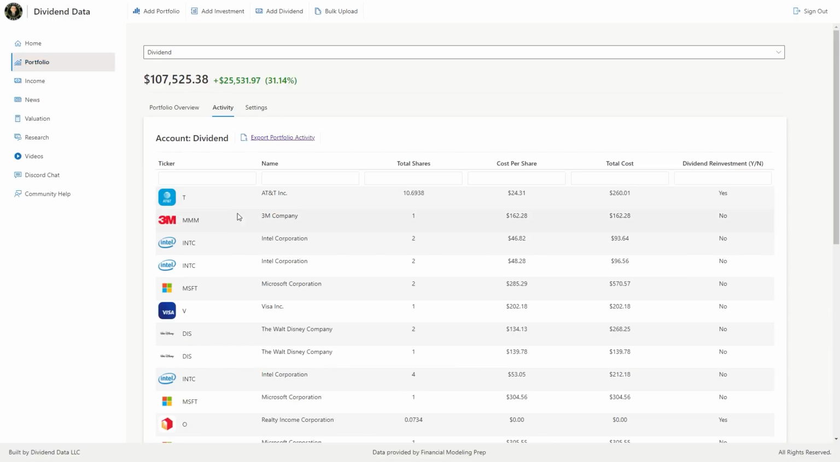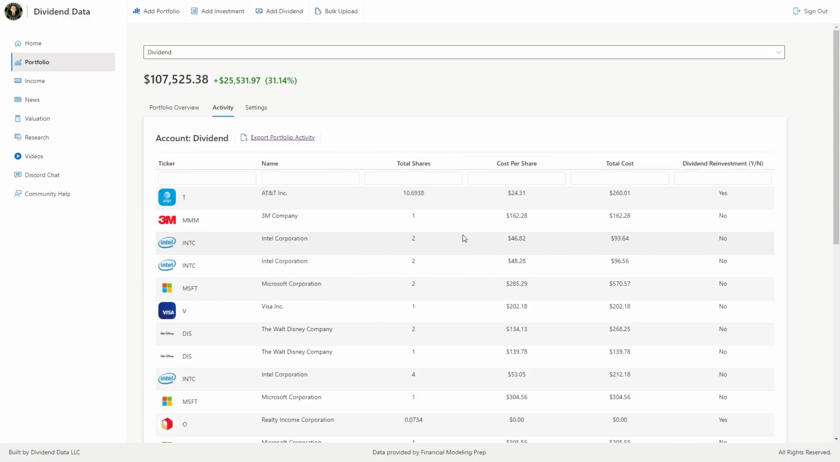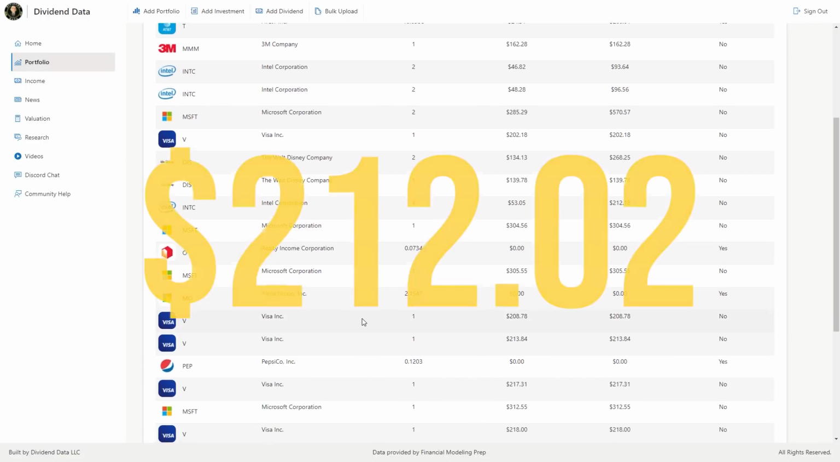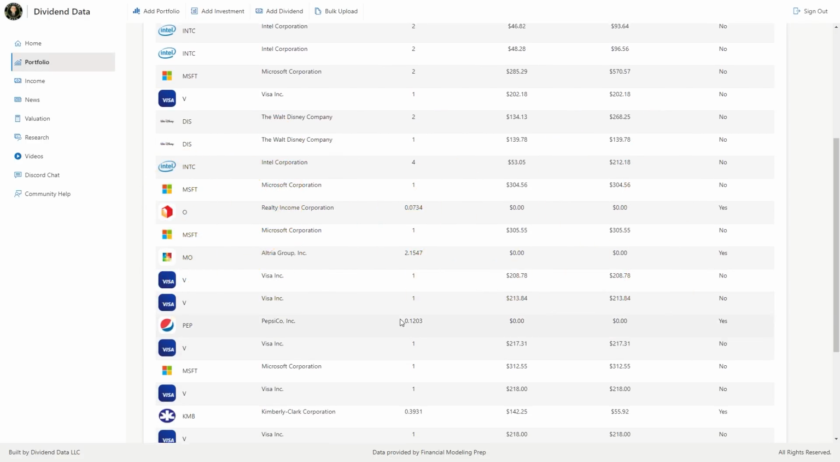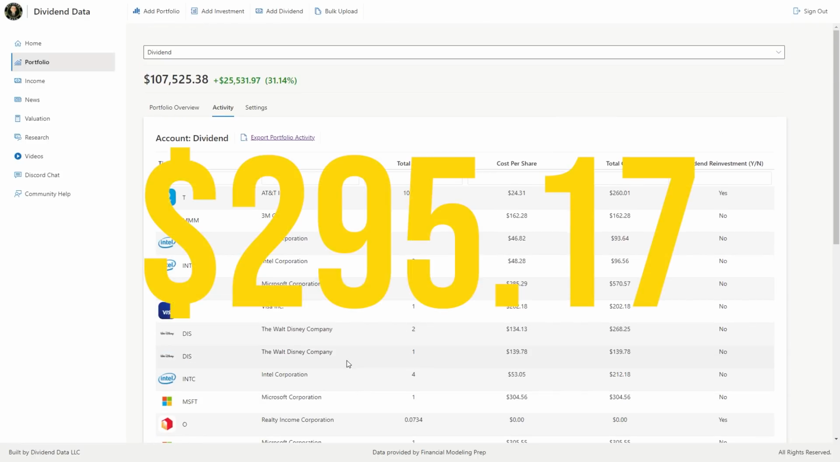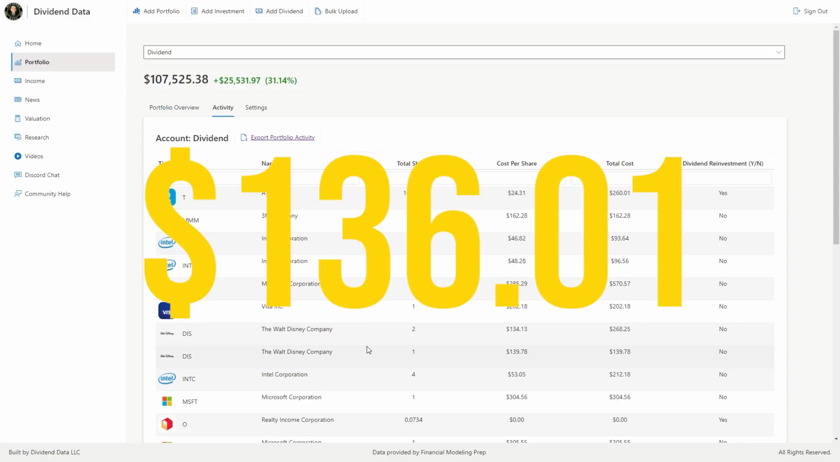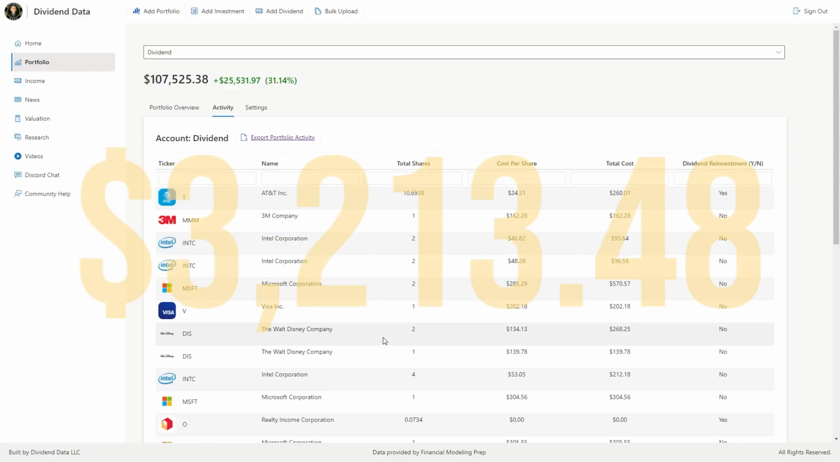I bought one share of 3M at a cost of $162.28, 8 shares of Intel at an average cost per share of $50.30, 5 shares of Visa at a cost per share of $212.02, 4 shares of Microsoft at a cost per share of $295.17, and 3 shares of Disney at a cost per share of $136.01.